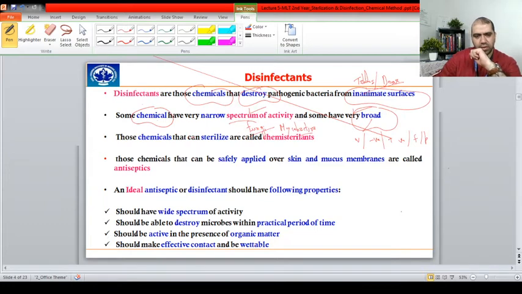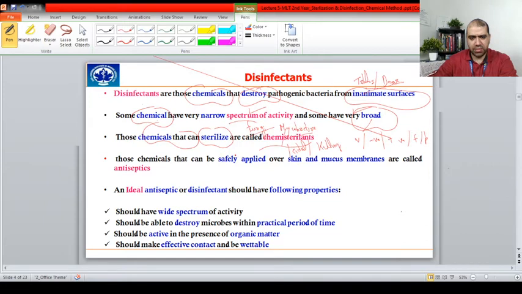Now the chemicals that particularly sterilize your microorganisms or the place where you are working, we call them chemisterilants. Sterilization means completely destroying the organisms so they will not be there. It means killing. Another term which we have been previously using for killing is cidal. And static means it prevents their growth. So those chemicals which can sterilize, meaning they can kill the bacteria, we call them chemisterilants.